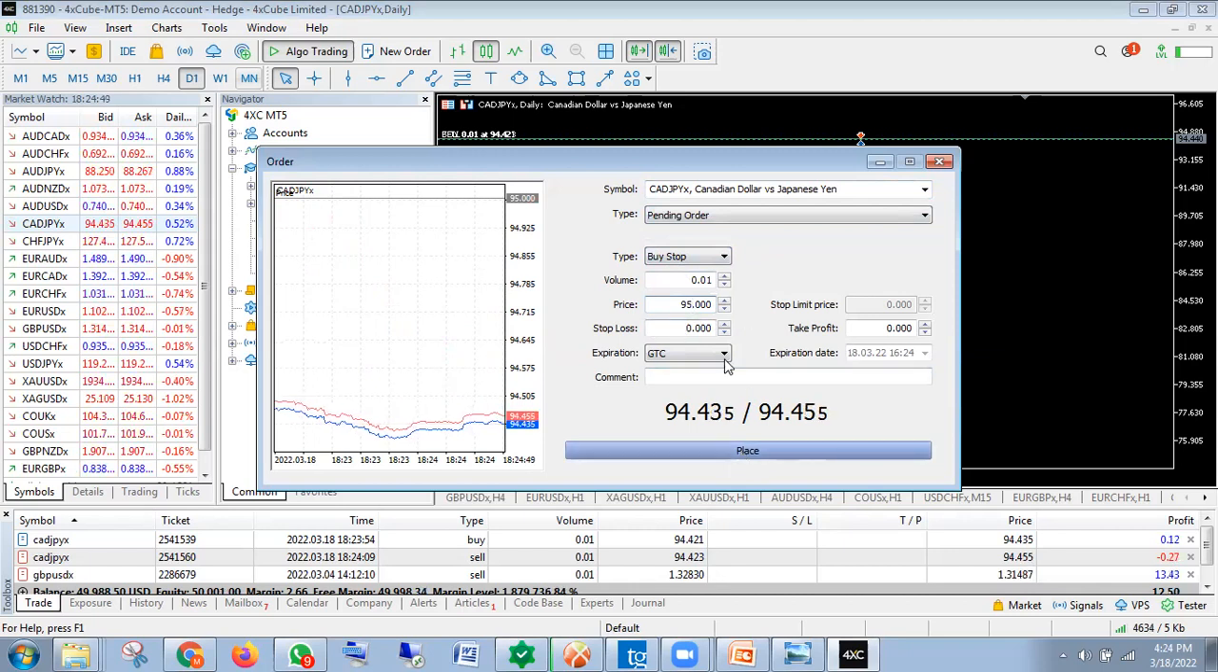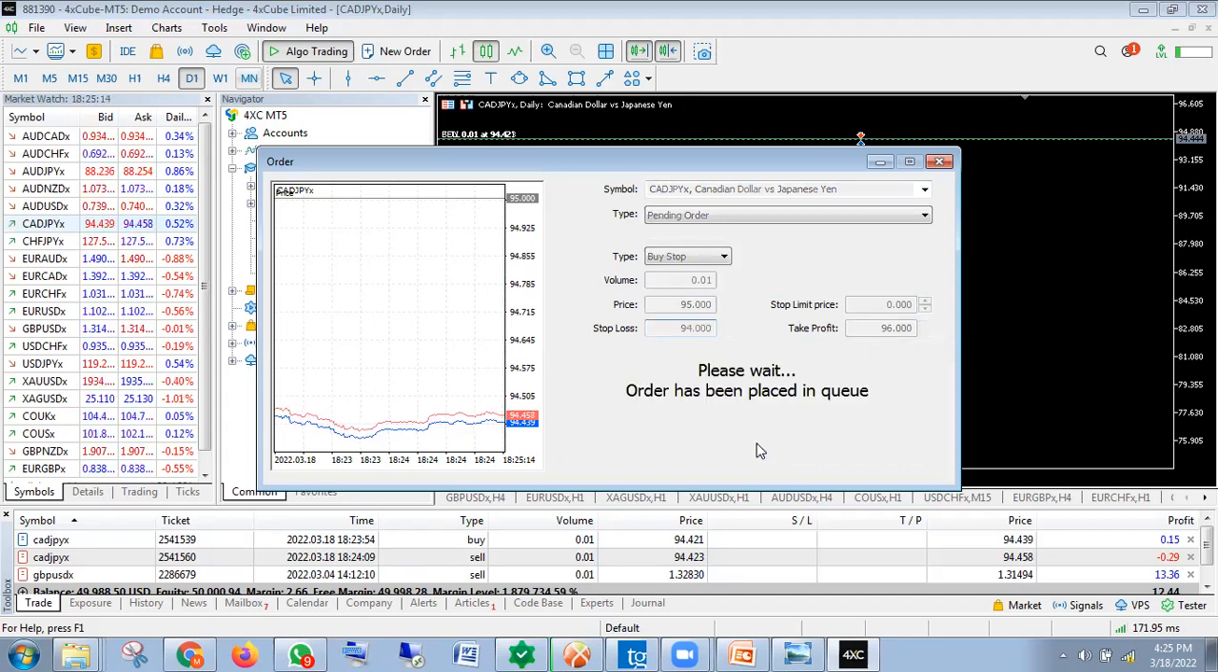Now, stop loss and take profit, I will not put it here. I'll put it when I do the buy limit. Actually I can put it here. Since I'm buying at 95, let me put it now. TP has to be above where I bought. So TP can be at 96 and stop loss at 94. I'm buying at 95, TP is above my entry point and stop loss is below my entry point. So I click on place.